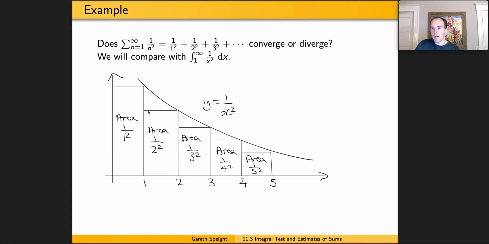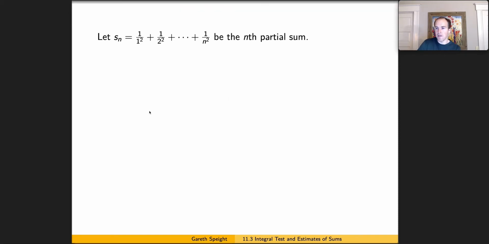And clearly they lie underneath the curve. So the areas of the rectangles are going to be less than the area under the curve, so the sum is going to be less than the integral. That's the idea. Okay, so let's formalize that. How do we do that exactly? Let Sn be the nth partial sum. Remember we said a series converges if and only if the partial sums converge. And let's try to estimate Sn.